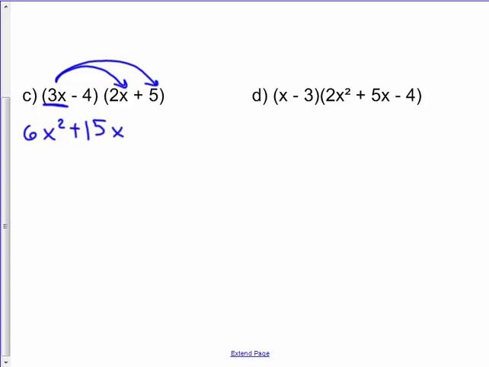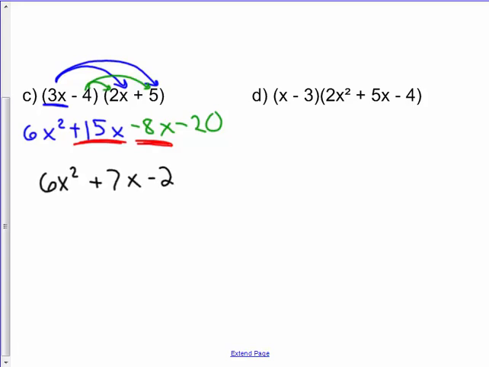But now I'm going to do the same thing again. I'm going to take the -4, and I'm going to distribute that. So I distribute twice, basically. -4 times 2x is -8x, and -4 times 5 is -20. At this point, I'm going to look to combine my like terms. The 15x and the -8x I can put together to get 6x squared plus 7x minus 20. So again, it's repeated distributing, basically.